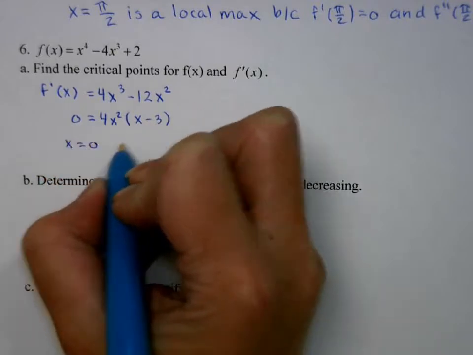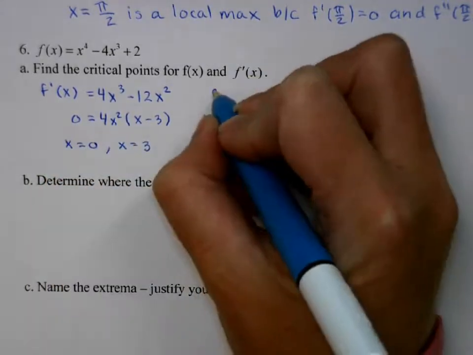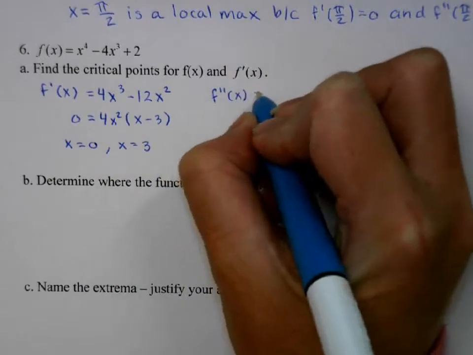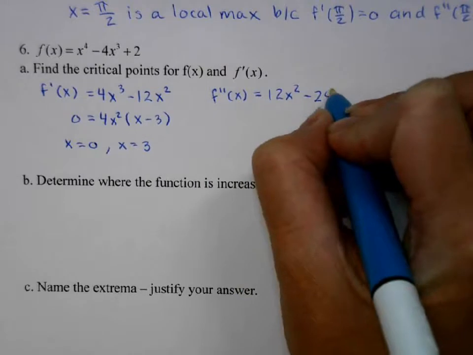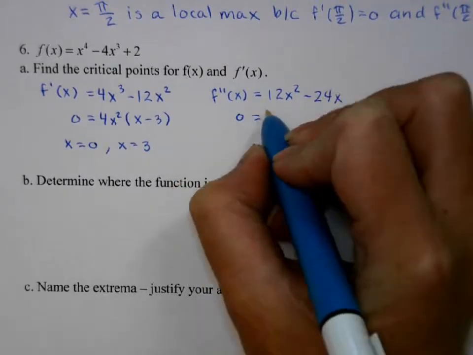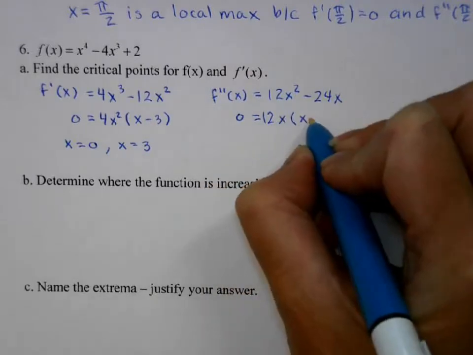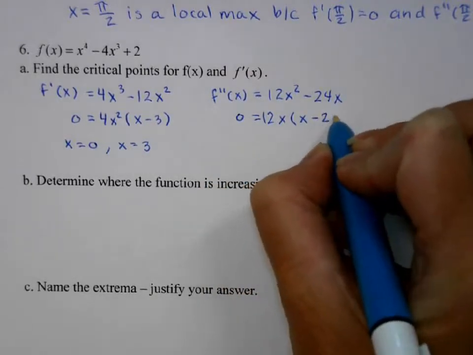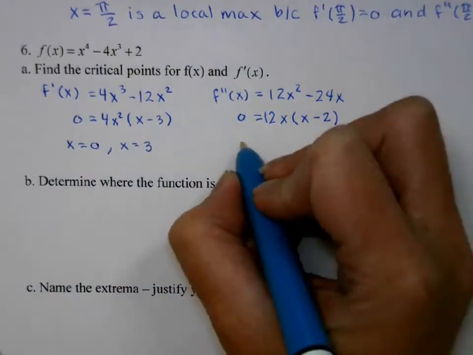If I take the second derivative, that's going to be 12x squared minus 24x. Set it equal to 0, factor out a 12x, which gives me 12x and x minus 2. So the critical points for the second derivative are x equals 0 and x equals 2.